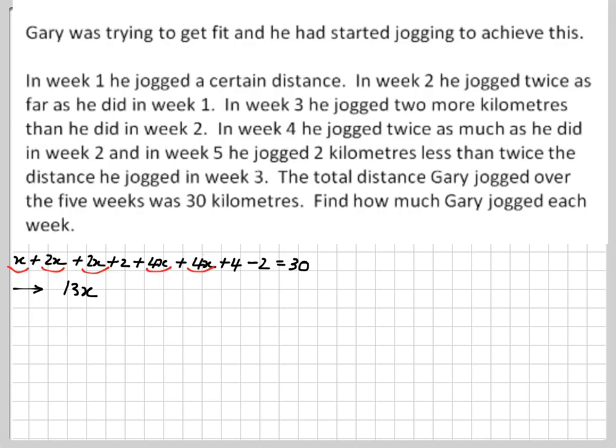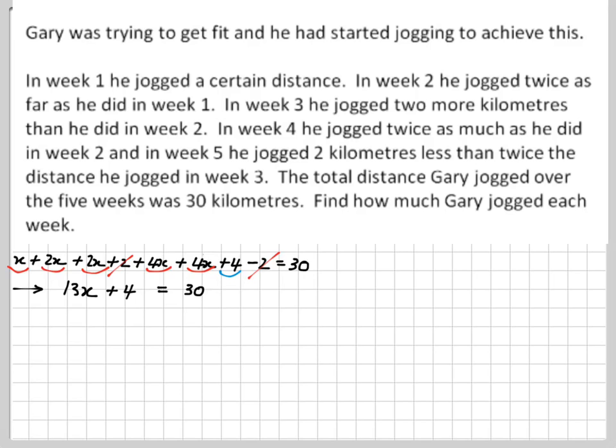Now let's do the numbers. I think 2 of those numbers cancel out. Yes, those 2's, yeah, that's nice and convenient, isn't it? And now the only one left is the 4, so we'll put that 4, 13x plus 4, and that's equal to 30. Now we've got our equation. Oh, thank goodness for that.